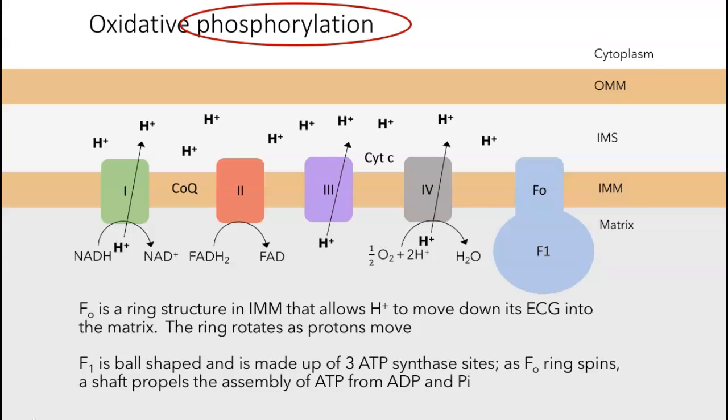As the FO ring spins, a shaft that extends into the interior of the ball spins, and it propels the assembly of ATP from ADP and inorganic phosphate. So the reason that we call this phosphorylation is because ADP is getting phosphorylated to form ATP.